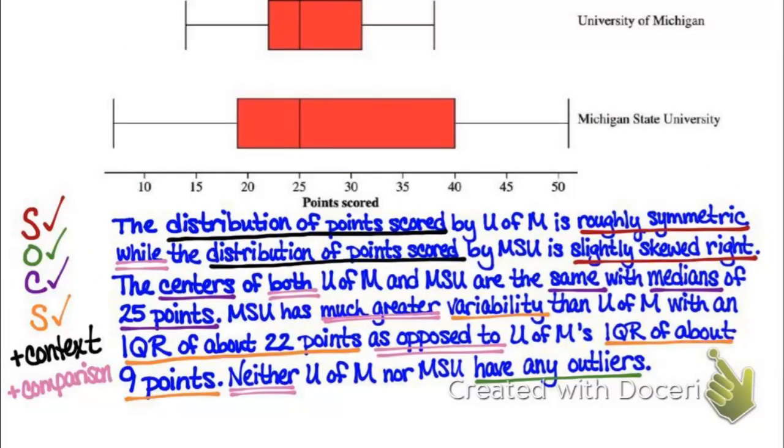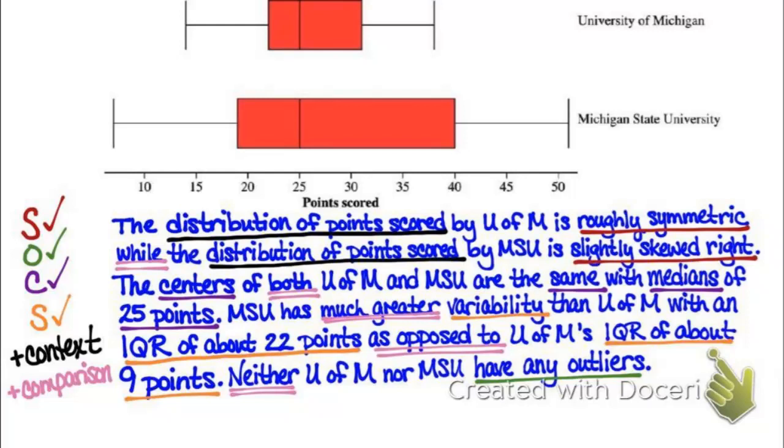All right, so what I came up with, and if you don't have as many words, that's fine, as long as you hit all the big ideas. The distribution of points scored by U of M is roughly symmetric, so I'm describing shape, while the distribution of points scored by MSU is slightly skewed right. If you said it was approximately symmetric, that would be fine. I went with skewed right just because I was looking at the median to the maximum compared to the median down to the minimum.